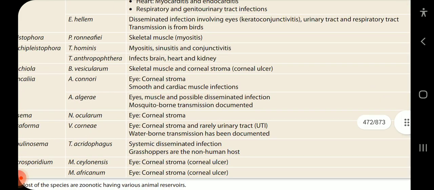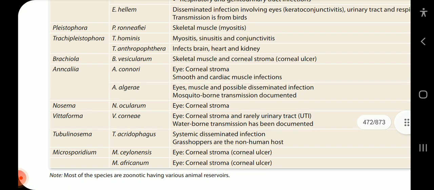Transmission is from birds. Now, Pleistophora species is P. ronneafiei. Skeletal muscle myositis infection can be caused. Next is Trachipleistophora, species is T. hominis. It can cause myositis, sinusitis, and conjunctivitis. T. anthropophthera. It can cause brain infection, heart, and kidney disease. Next is Brachiola, species B. vesicularum, can cause skeletal muscle and corneal stroma, corneal ulcer.